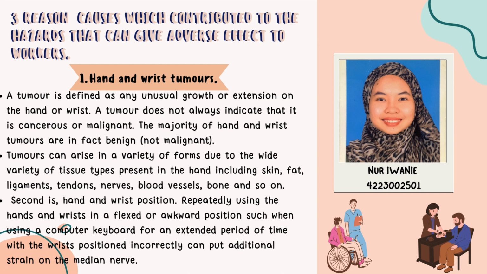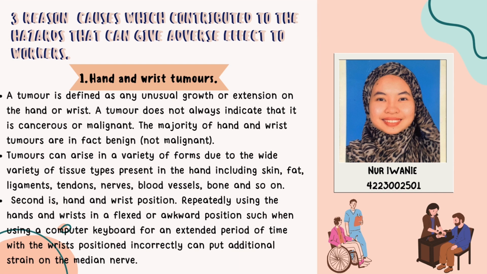So a common condition known as carpal tunnel syndrome (CTS) is caused by pressure or stretching of the median nerve at the wrist as it passes from the forearm into the hand. These factors include the hand and wrist tumor. A tumor is defined as any unusual growth or extension on the hand or wrist. A tumor does not always indicate that it is cancerous or malignant. The majority of hand and wrist tumors are in fact benign, not malignant.